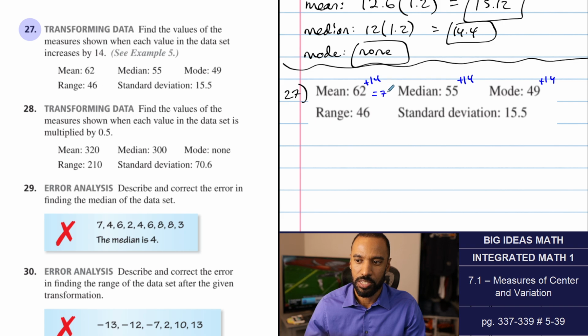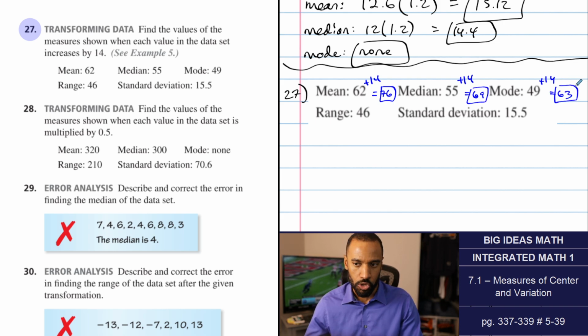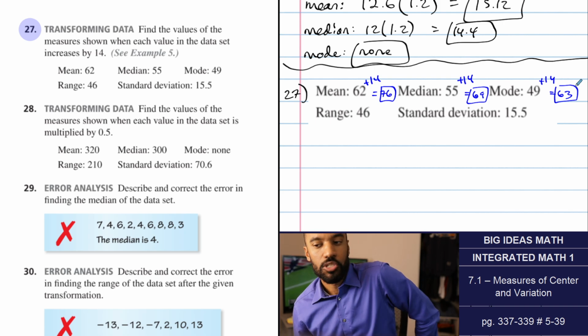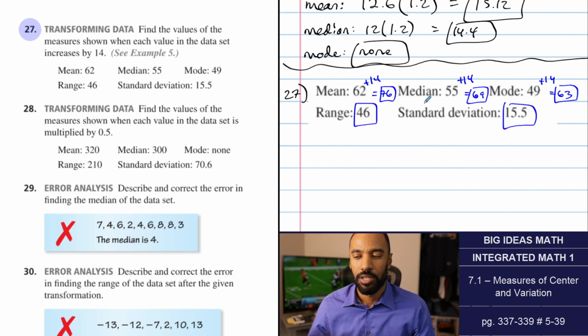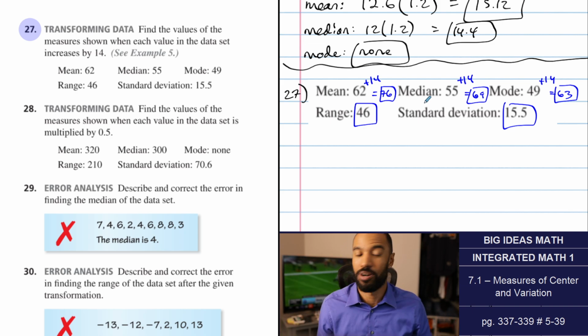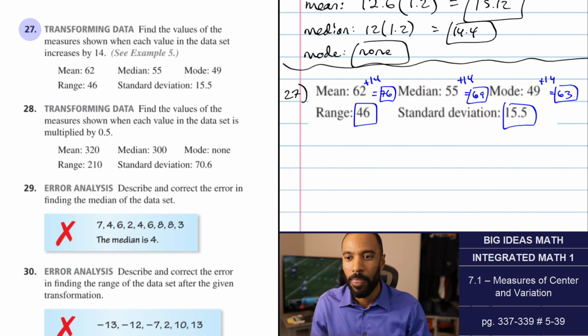62 plus 14 is 76. 55 plus 14 is 69. And 49 plus 14 is 63. Those are the new mean, median, and mode. Range and standard deviation do not change. It's still the same range as it was before. Still the same standard deviation as it was before.